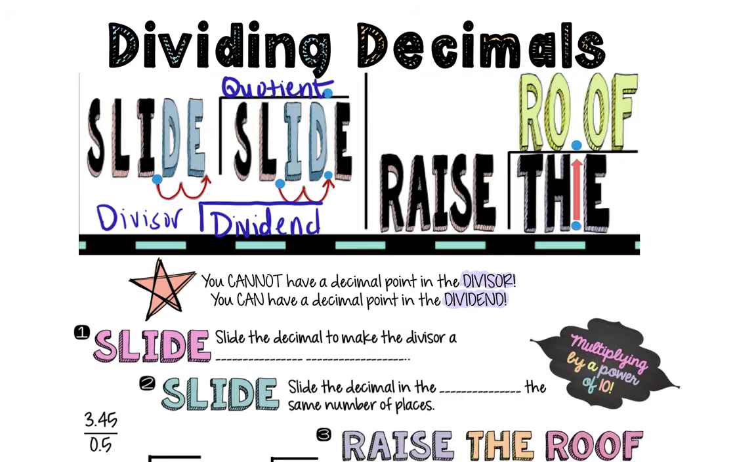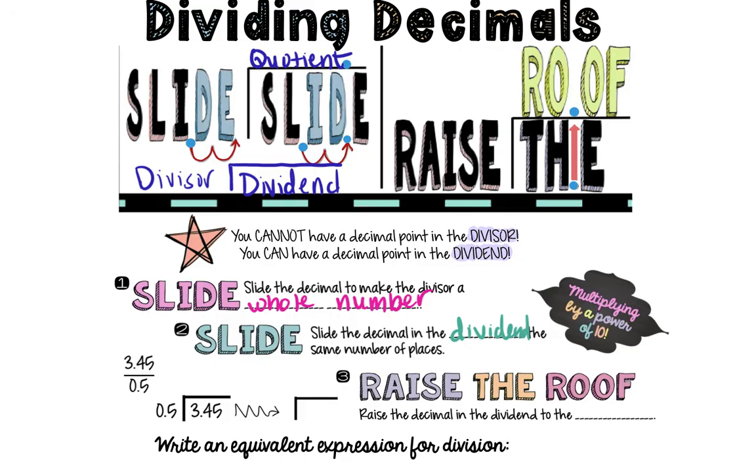So what does that mean? We're going to slide, raise the roof. The first thing we're going to do is slide the decimal to make the divisor a whole number. Then we're going to take the decimal point in the dividend and slide it the same number of places. And then we're just going to raise the roof, which means raise the decimal in the dividend to the quotient. So what on earth does that mean?